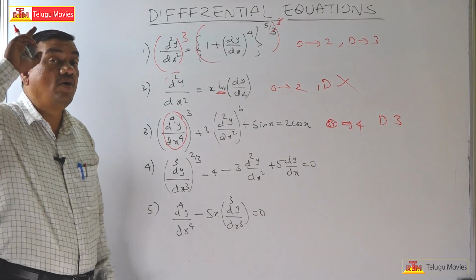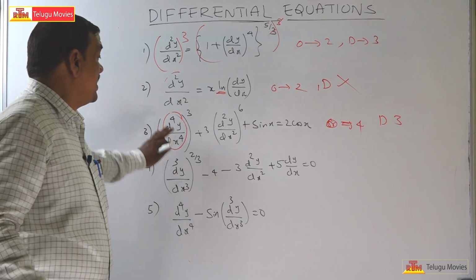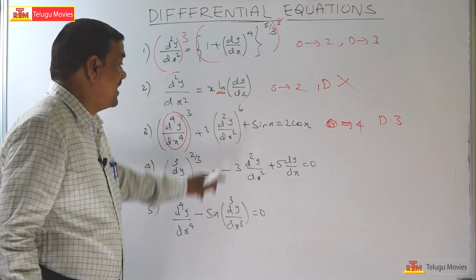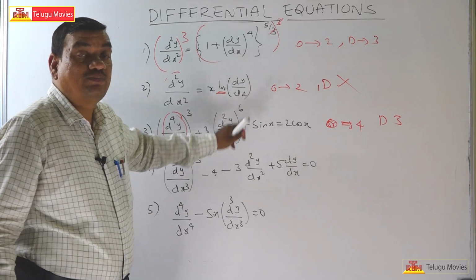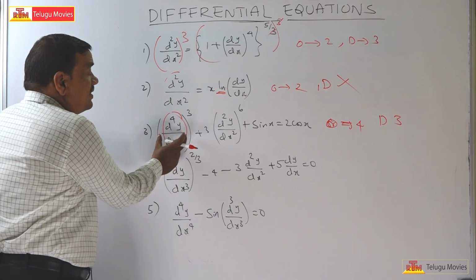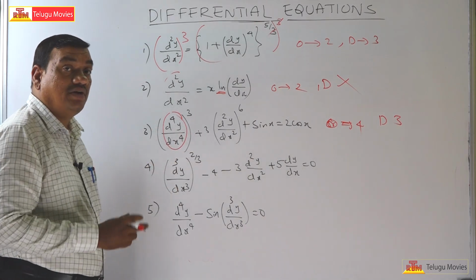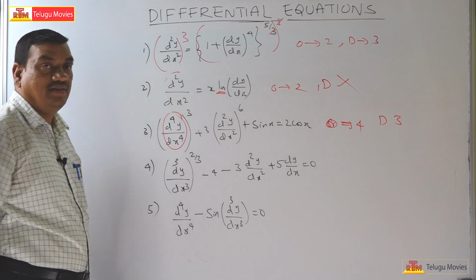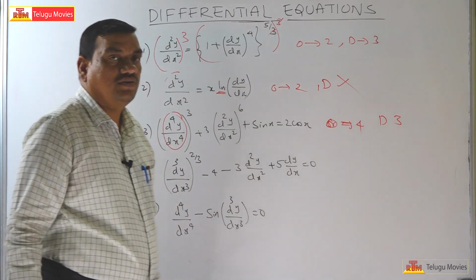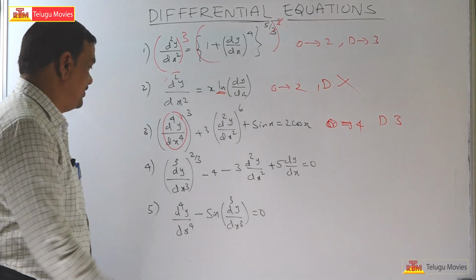In polynomials, if it is x cube plus 3x to the power 6 plus sin x, cos x like that, then we can take x power 6, so 6 is the degree. But here you should not do that. Whatever the highest order derivative is, you have to take the power of that. That is, degree is equal to 3, as it is a polynomial equation in dy by dx.